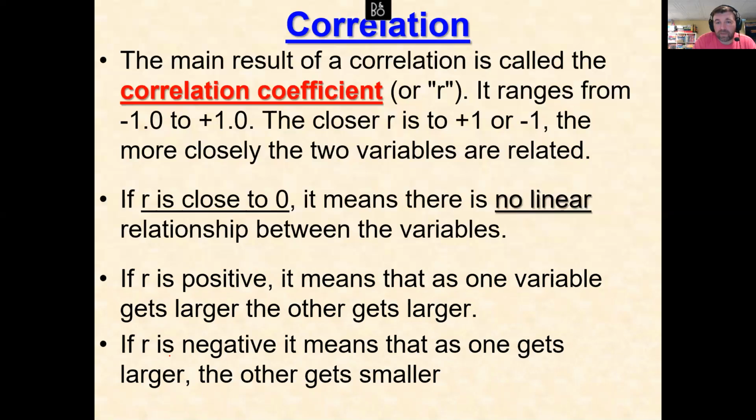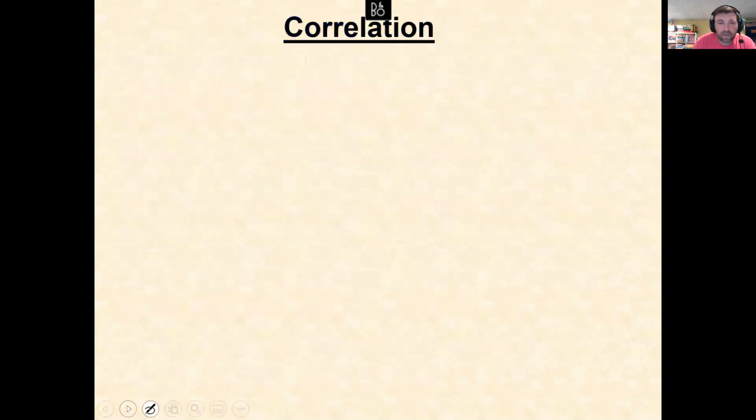If you remember back to some algebra-based class when you were talking about lines, if something had a positive slope, it just meant that the line was going up, something like that. If you had a negative slope, you had something going down like that. Same thing with correlation, positive versus negative. Okay.